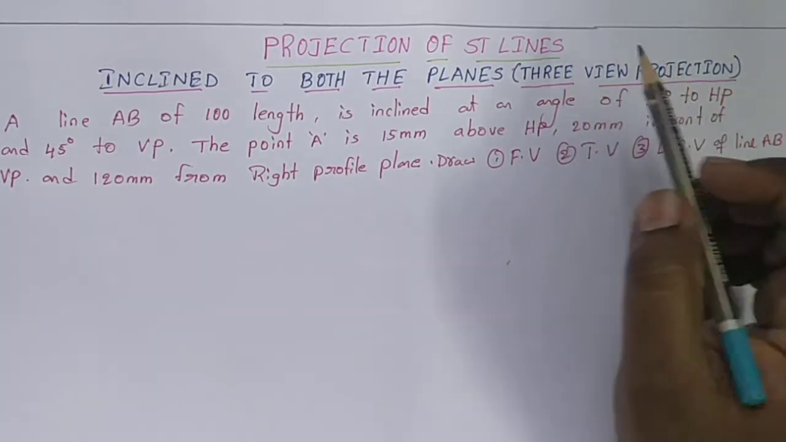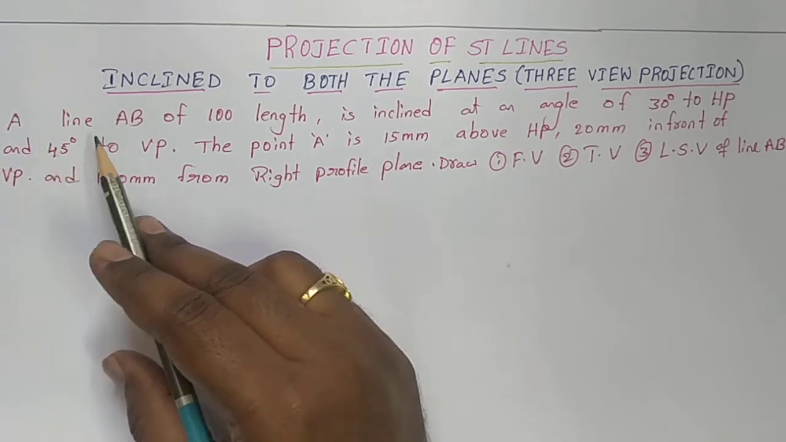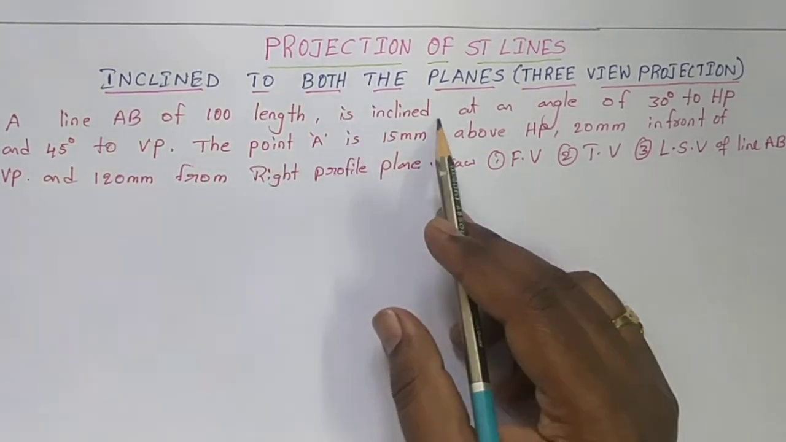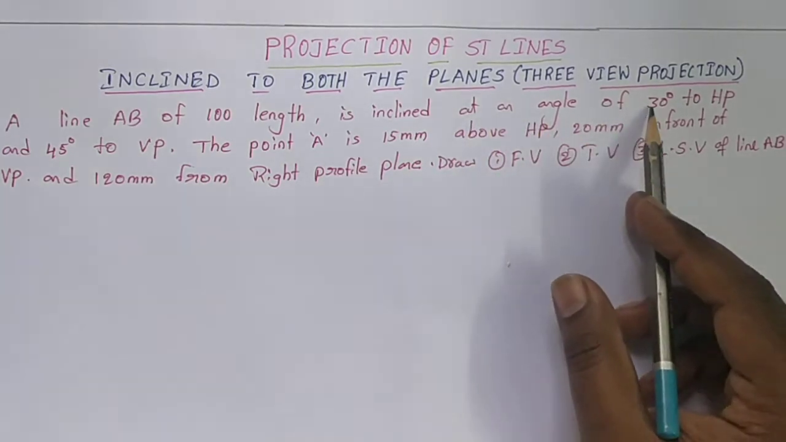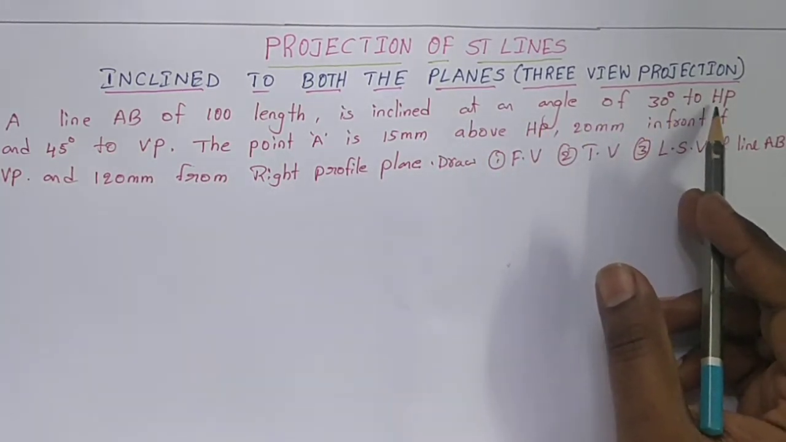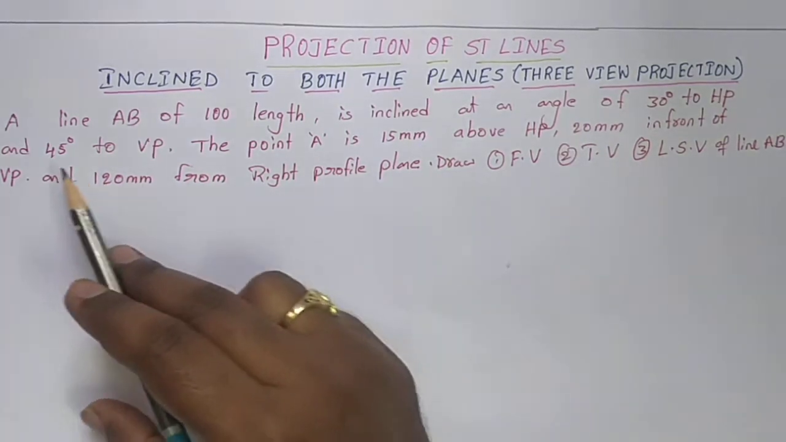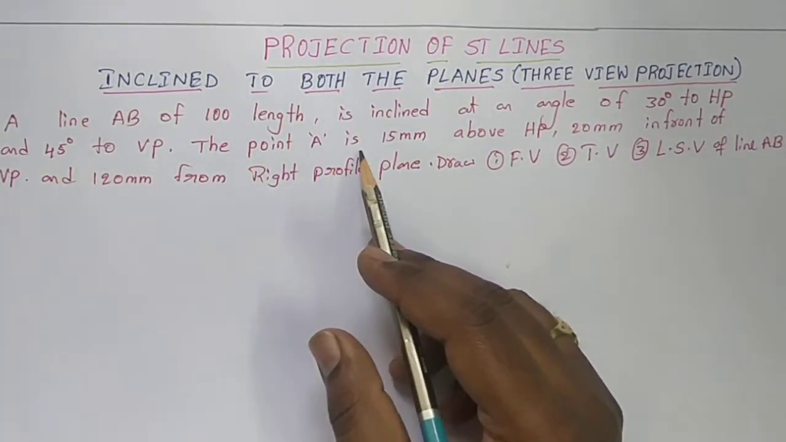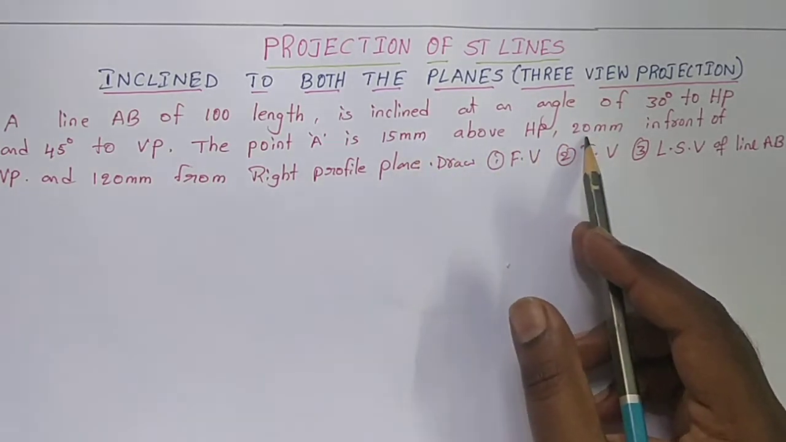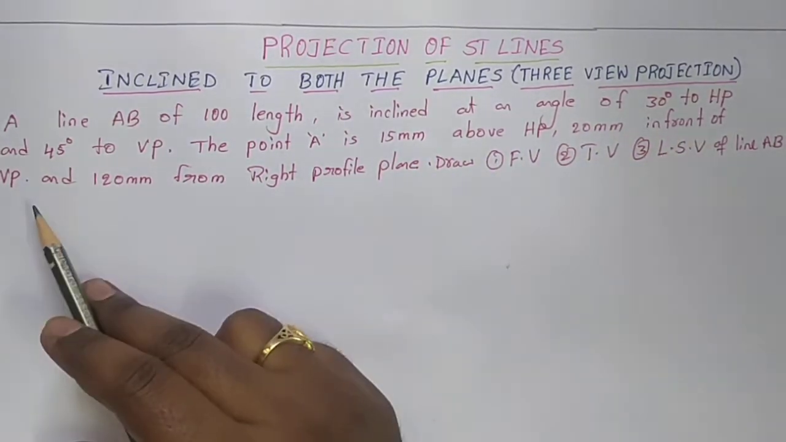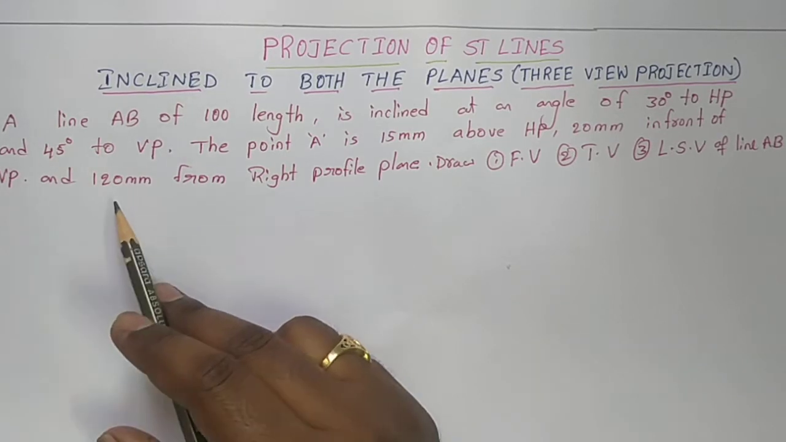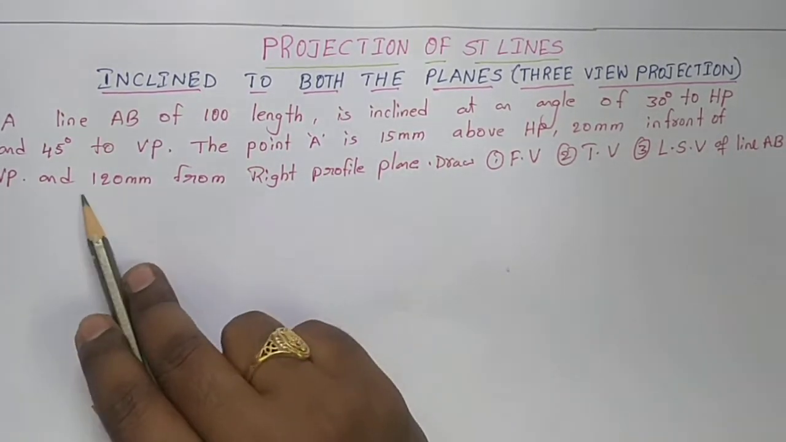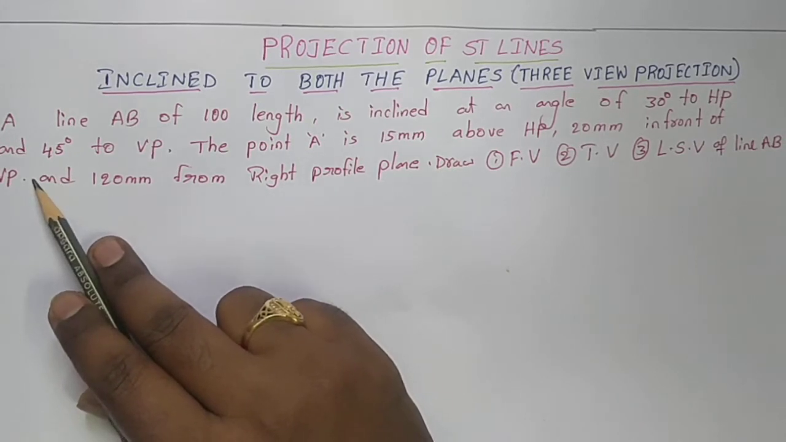Here the problem is given that a line AB of 100 mm length is inclined at an angle of 30 degrees to HP, and 45 degrees to VP. The point A is 15 mm above HP and 20 mm in front of VP, and 120 mm from the right side profile plane. Up to now, 20 mm in front of VP.